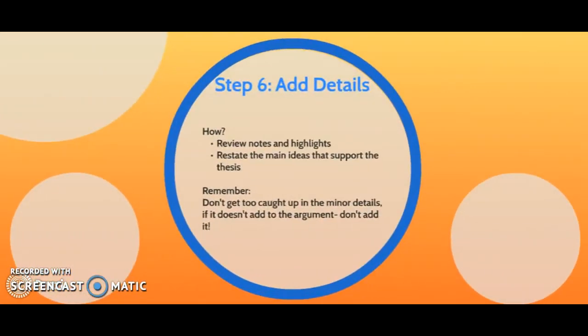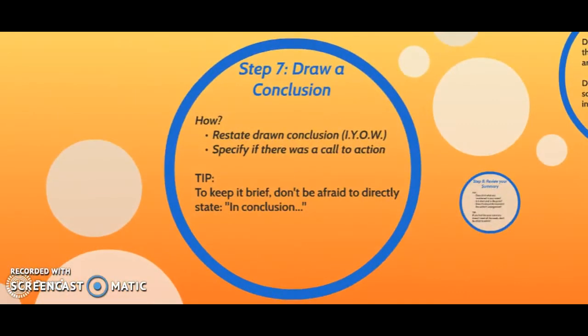Step 6. Add details. Now review your notes and highlights to pull out the author's main arguments. Using your own words, restate the ideas that support his thesis. Don't get too caught up in the details. Step 7. Conclusion. Restate the drawn conclusion. What was determined by the end of the passage? Did John Doe make a call to action, sign a petition, be more aware, voice your opinion? Don't be afraid to use "in conclusion."